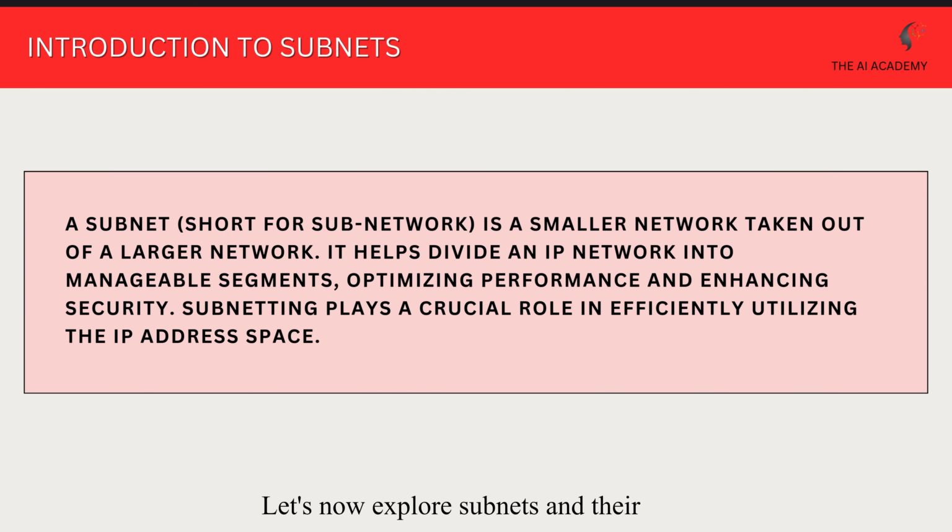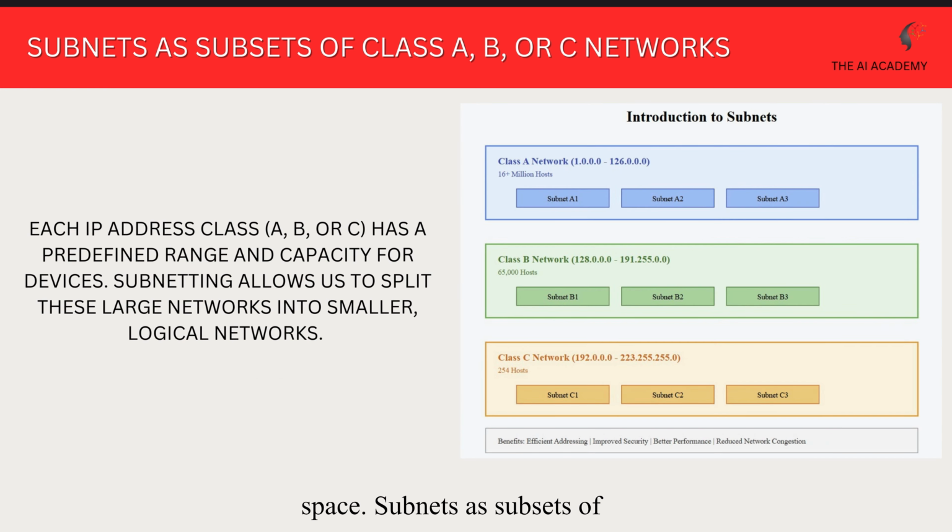Let's now explore subnets and their importance in networking. Introduction to subnets. A subnet, short for subnetwork, is a smaller network taken out of a larger network. It helps divide an IP network into manageable segments, optimizing performance and enhancing security. Subnetting plays a crucial role in efficiently utilizing the IP address space. Subnets as subsets of Class A, B, or C networks.